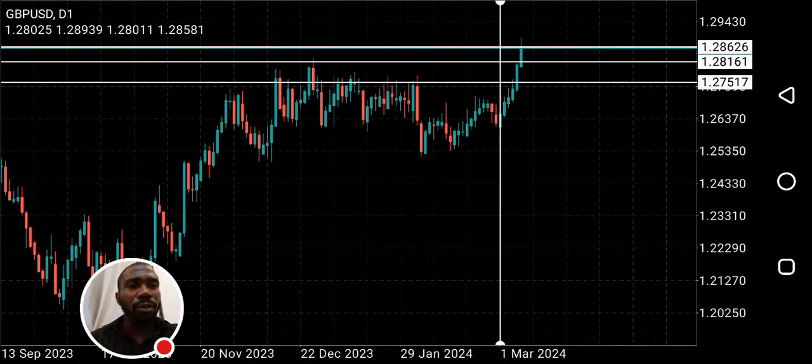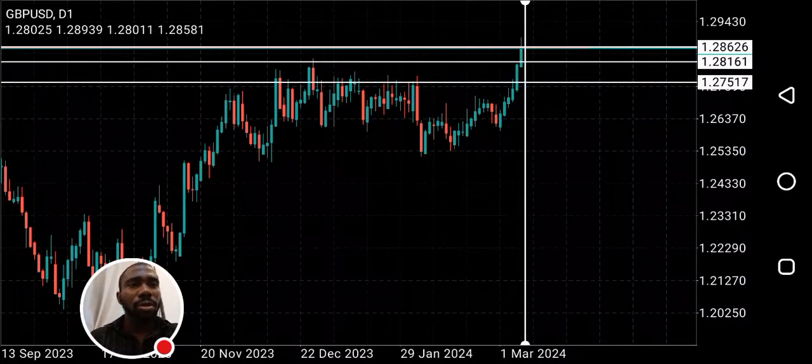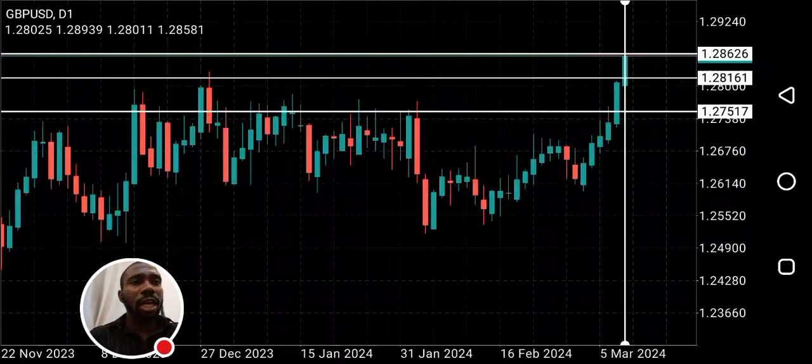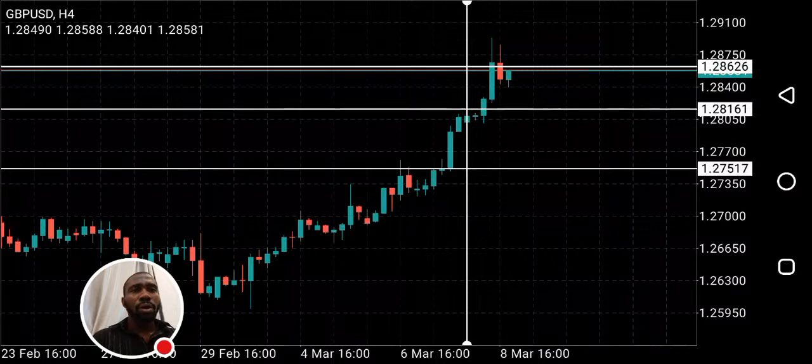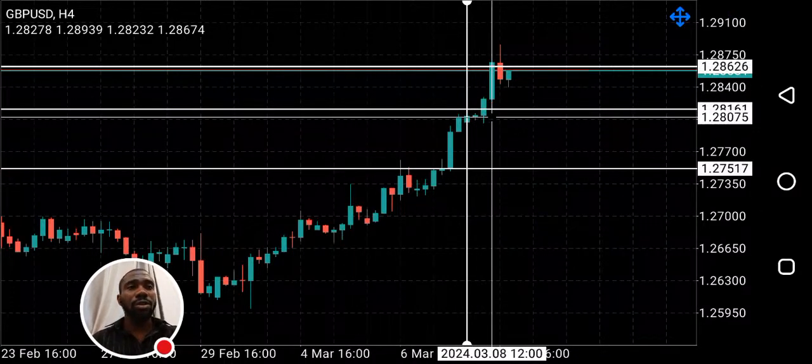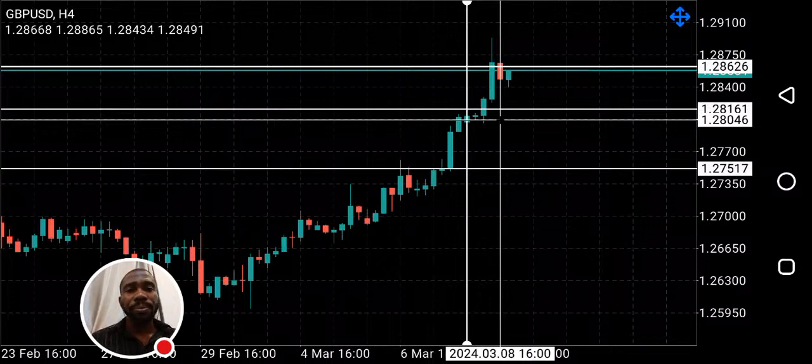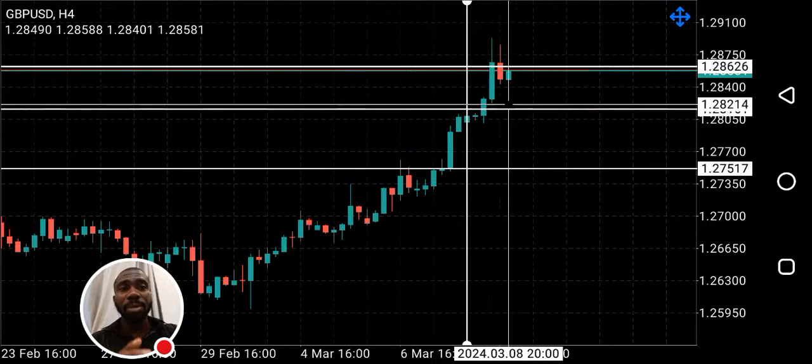So after the close of this daily candle, let's go down to 4 hour. You can see the pattern we have on 4 hour. This is a shooting star. This bearish candle is a shooting star, indicating that the trend is going to change. There's a high probability that the trend will change from bullish to bearish. That's the information we can deduce from this candle, the interpretation of a shooting star.